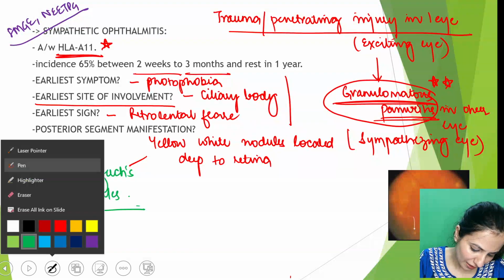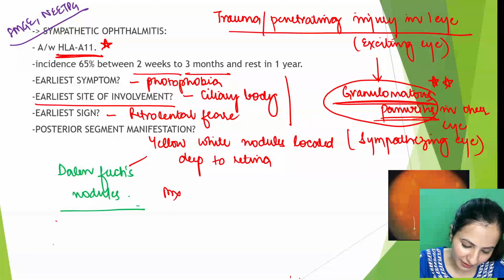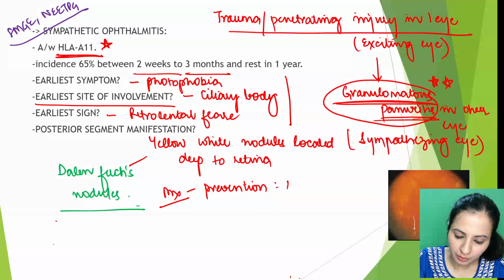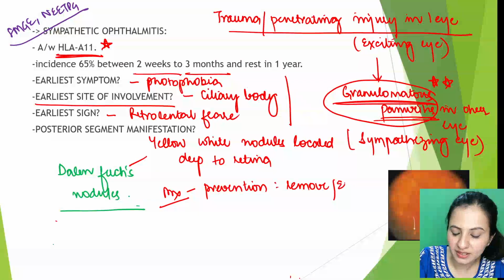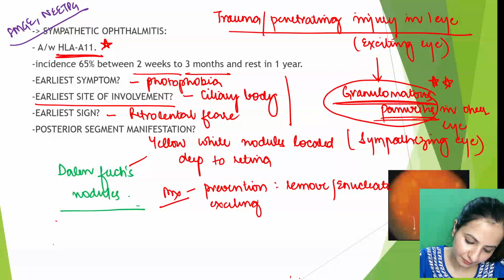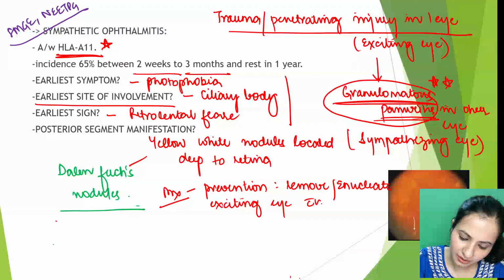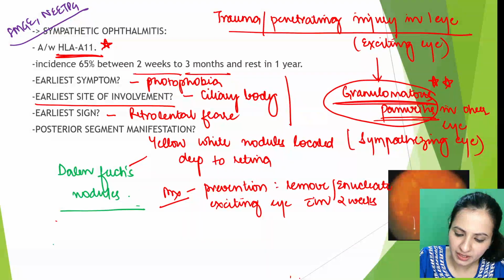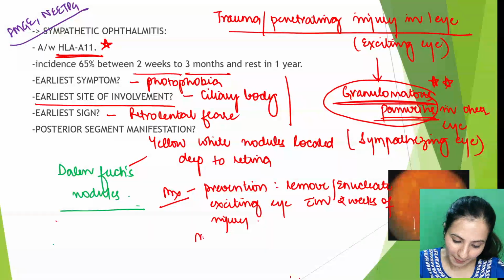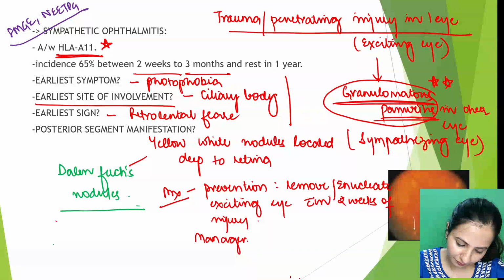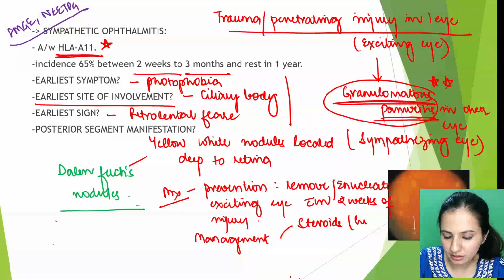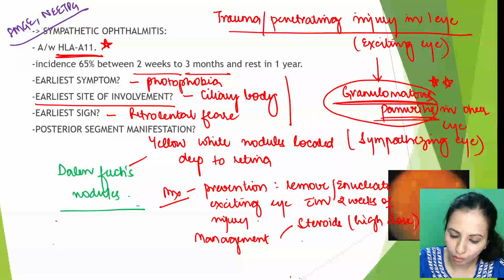Now if you ask me what the management is, for prevention, remove, or you can say enucleate, the exciting eye within 2 weeks of injury. And how will you manage it? Management involves giving steroids, high dose via all routes.